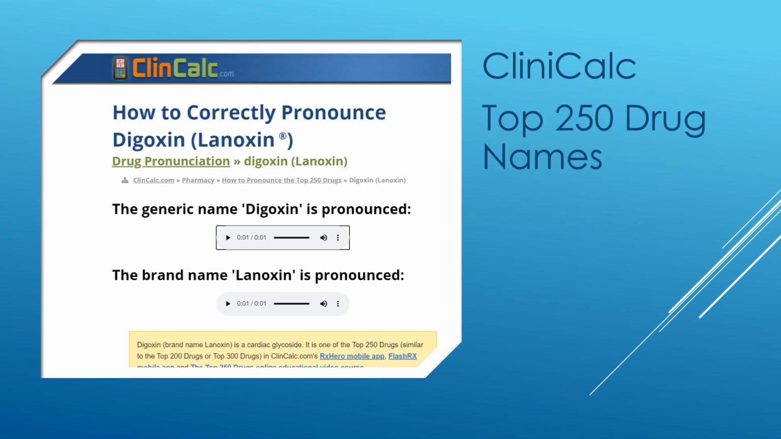Here is a helpful resource to try to figure out how to pronounce those really tricky drug names. So I found this resource. It's called clinicalc.com, and it has a lot of different calculators, but one of them is how to pronounce the top 250 drug names. So I think it's a really helpful resource. And it is an actual human being pronouncing the drug names, not artificial intelligence. So it's another good resource to try to figure out drug names.